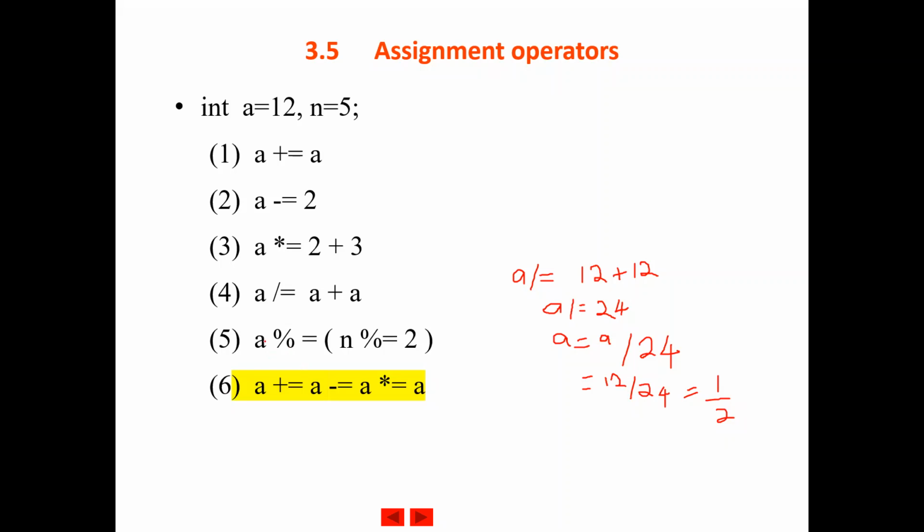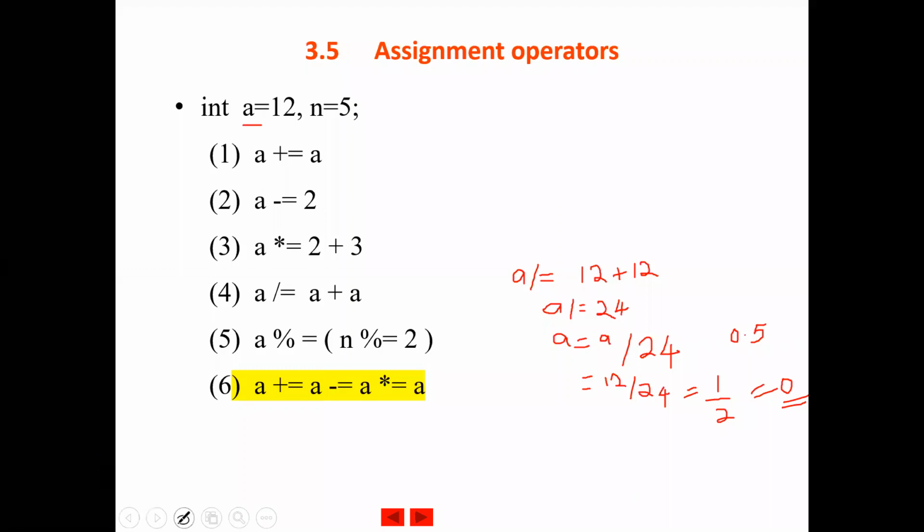Now, the variable is declared as integer. It is not float, no? So it will be returning 0. Answer will be 0 only, because we have declared A as integer. When you solve as a C program, you will be getting 0. If A was declared as float, it would be returning 0.5. So in this case, as A is declared as integer, it will be returning 0. Understood?